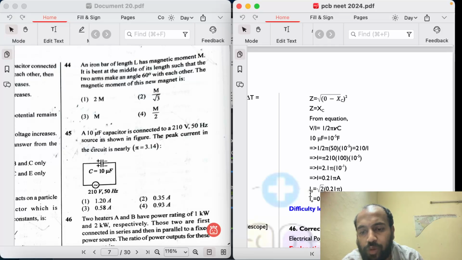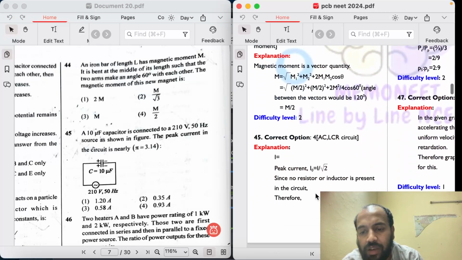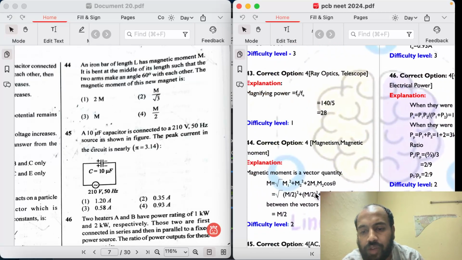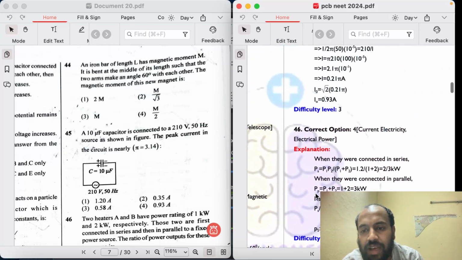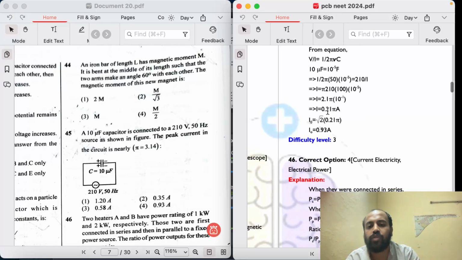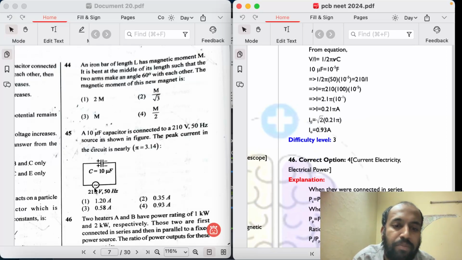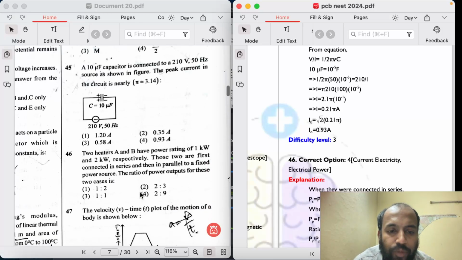So I naught would be equal to root 2 times I. There is a printing mistake here, it should be divided by root 2. Okay, sorry, this is I is equal to this. So I naught, if you calculate it, should be 0.93 ampere. So the correct answer for this is 0.93 amps. Okay, let's move on to the next question.